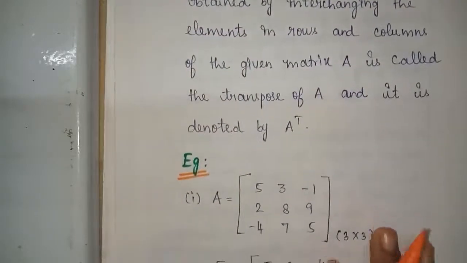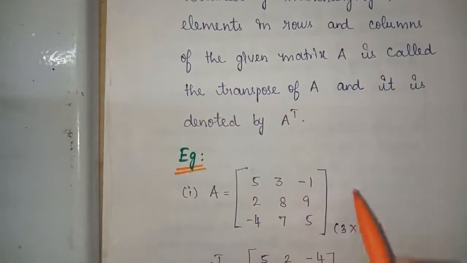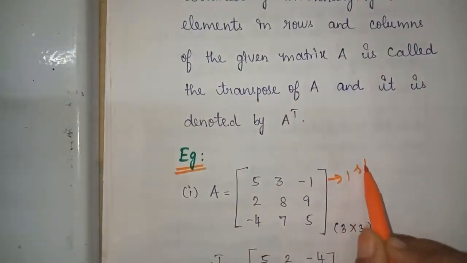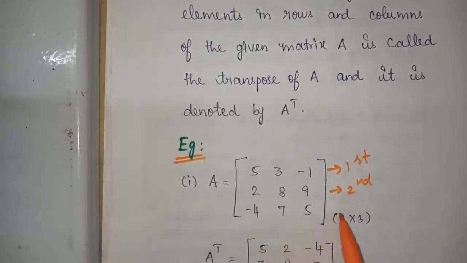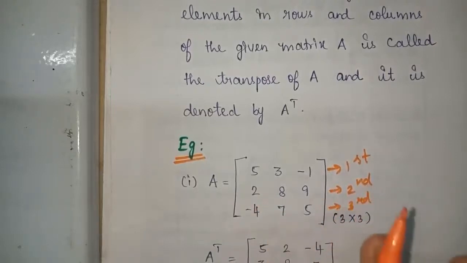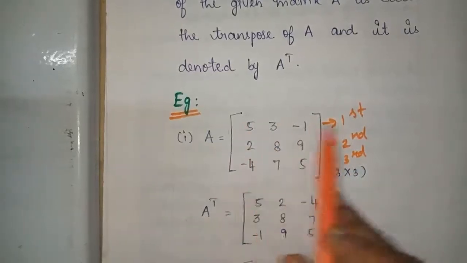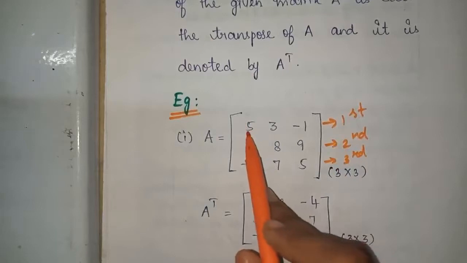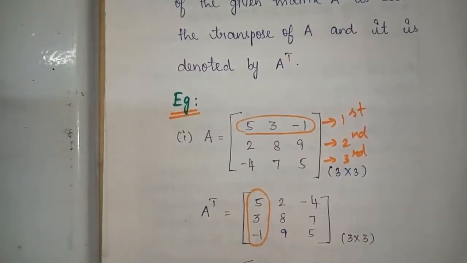So example, A = 5 3 minus 1, this is the first row, 2 8 9 second row, minus 4 7 5 is the third row. We are considering only the rows here. So here, to find the transpose, the first row will become your first column. So 5 3 minus 1 becomes your first column.